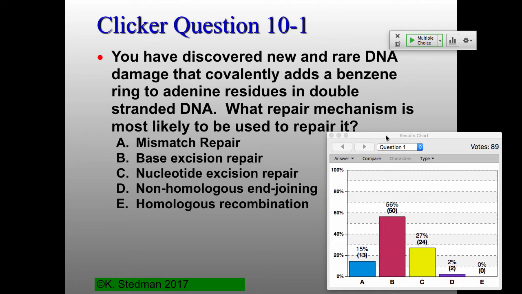If you've added a benzene ring to an adenine, does it look like an adenine? Okay, what does base excision repair do? It cuts out, mismatch repair. What do we see with mismatch repair? Mismatch repair is if it's the wrong one of the normal nucleotides. One of those gets taken out. So it's got a benzene ring on it. It's a normal nucleotide? Definitely not. So what about base excision repair? Cuts out a single base.